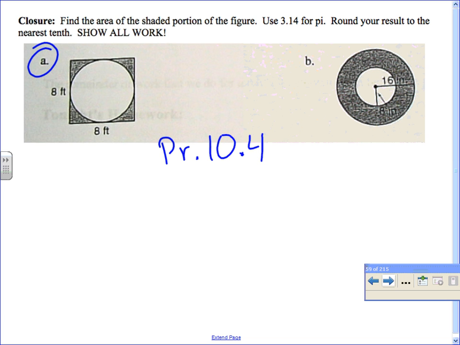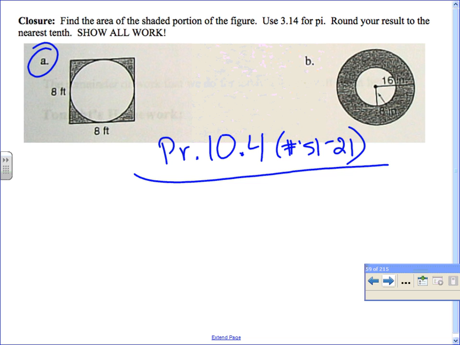Looking at letter A real quick on the closure, anyone have any idea how to start it? I want you guys to think, of course. Doug, how would you start it? Well, don't tell me. Okay, go ahead. You can keep doing that. Go ahead. Okay, so but the bigger picture, how would you do it? You have to find the area of the shaded region. Emma H? Yep. So find the area of the circle, area of the square, subtract them.